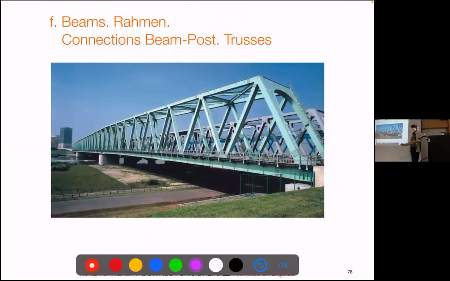And we are almost finished, but I don't want to go beyond the class. So the beam and post and trusses is important. I think we left one more question. I don't remember. Question 4. This is my favorite. Okay, let's do it. So next week, right?